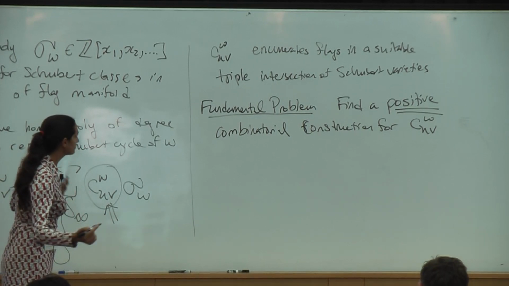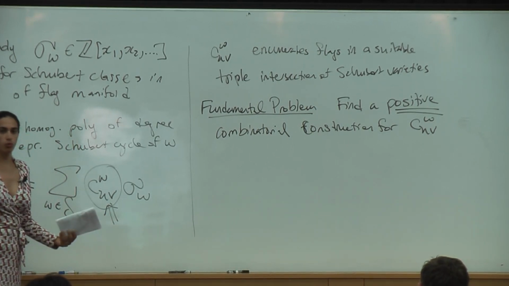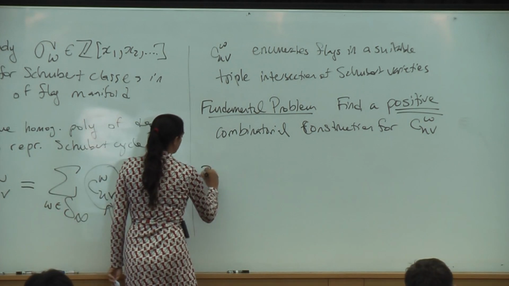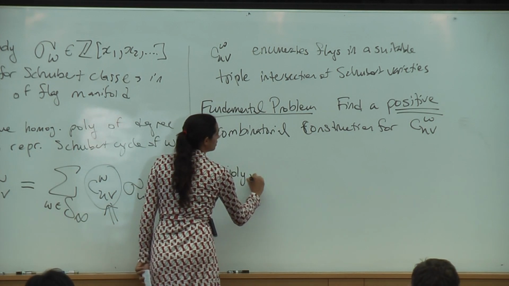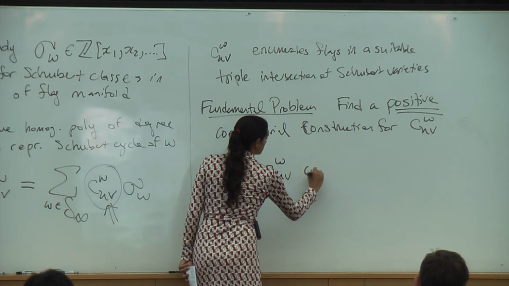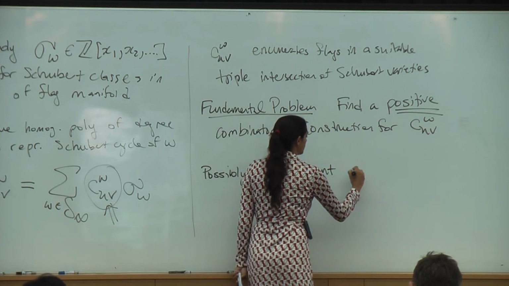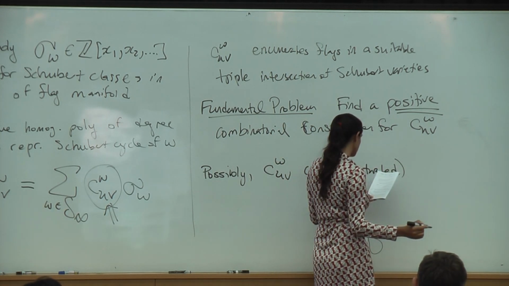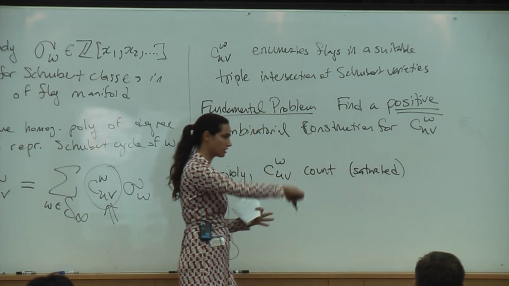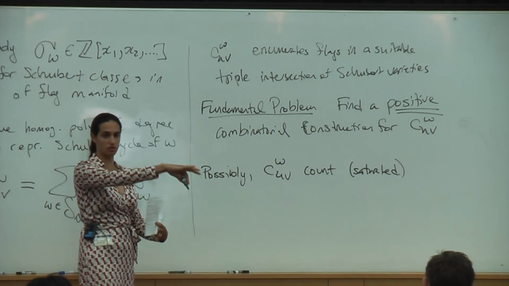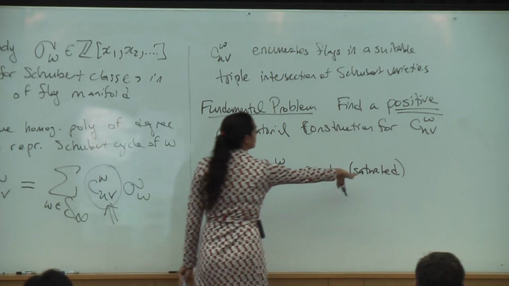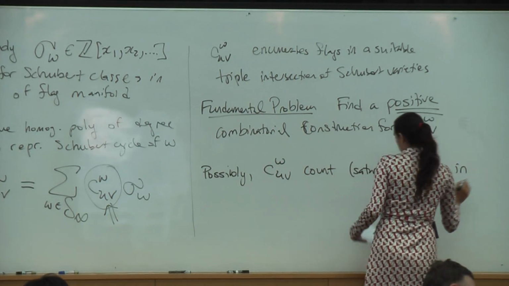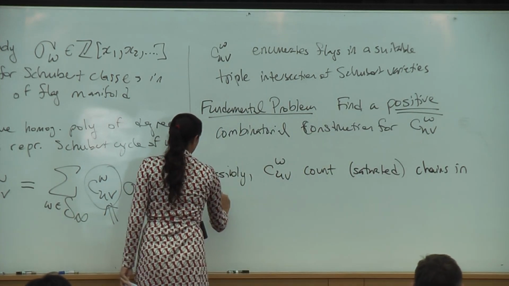So sort of the idea is, what should an answer look like? What kind of answer am I looking for? So this is sort of what I'm looking for. Possibly these numbers, c^w_{u,v}, count, say, saturated chains in Bruhat order. I think in Mark Shimozono's talk, he was talking about chains in Bruhat order, and saturated just means you don't skip steps. So that's what I mean here.